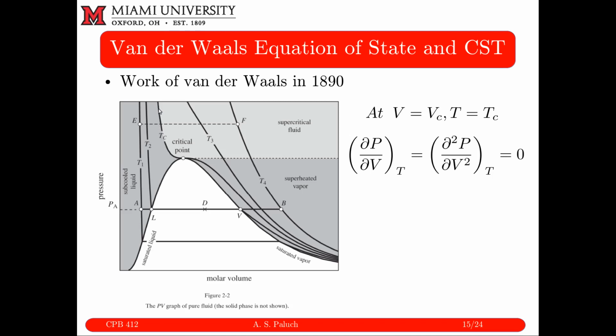Where my critical isotherm hits my critical point, its first derivative is 0, and it goes through an inflection point. Where this will be useful is if we take the van der Waals equation of state, this gives us essentially 2 constraint equations that the expression should conform to.